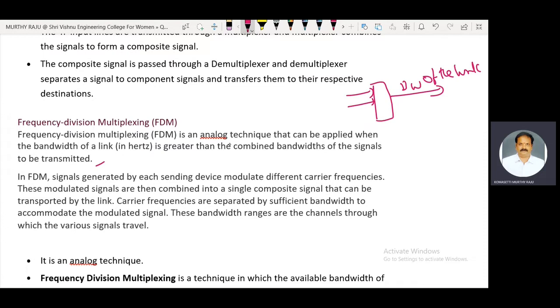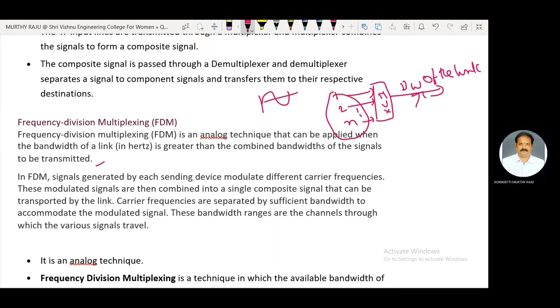Frequency division multiplexing is an analog technique, meaning we use analog signals. It can be applied when the bandwidth of the link is greater than the combined bandwidth of the signals to be transmitted. This is signal 1, this is signal 2, and there are n signals. We use the multiplexing technique to multiplex all these n analog signals, and the total bandwidth required for these n signals is less than the bandwidth of the link.